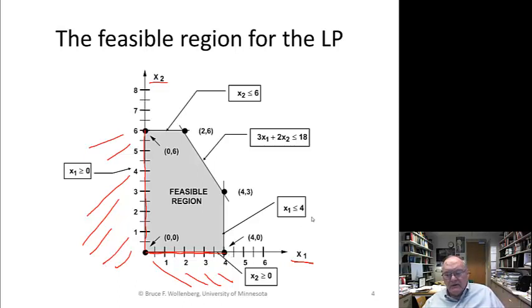Now I come over here and I say, well, if x1 is less than or equal to 4, it means that this line is as far as you can go with x1. So out here is all crosshatched. Up here, x2 less than or equal to 6 is this line here. And again, I have all the crosshatching up here. And last of all, I have this constraint, 3x1 plus 2x2 less than or equal to 18. So you can see that the feasible region is the one that's in the light blue color on this diagram, inside here.